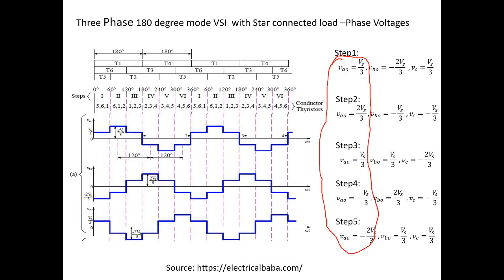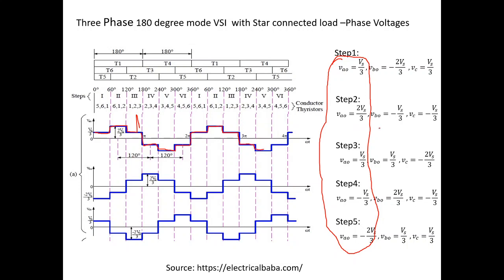So indicate them. You can see phase A voltage in step 1 is Vs by 3, in step 2 it is 2Vs by 3, in step 3 it is Vs by 3, in step 4 it is minus Vs by 3, and in step 5 it is minus 2Vs by 3, and so on. So you can find A phase voltage is a stepped wave. Okay, stepped wave.